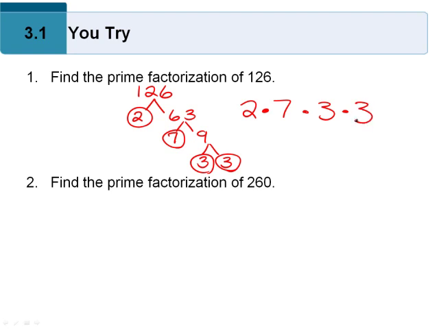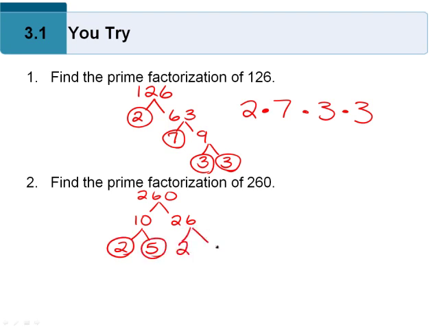All right? Now the prime factorization of 260. So that's a big number, but it's ending in 0. So I know that's 10 times 26. And that really splits it up nicely, into pretty much smaller numbers. So 10 I can break down into 2 and 5. Those are both prime. So I circle those.